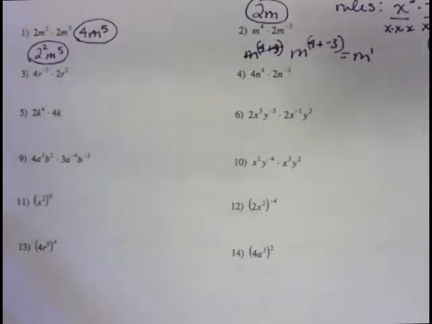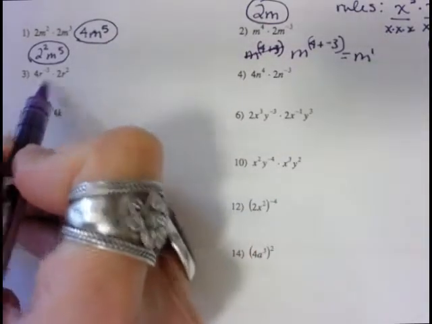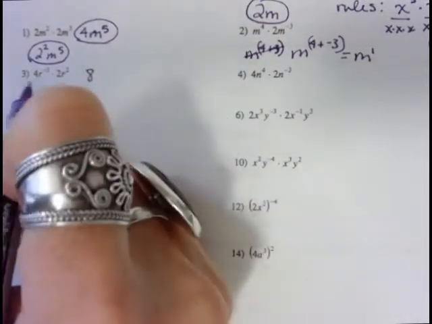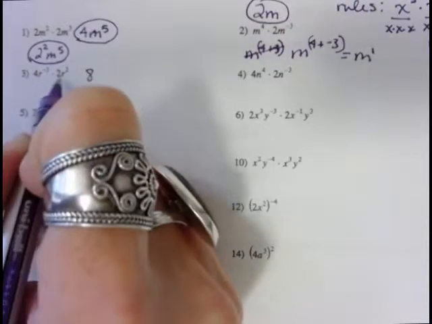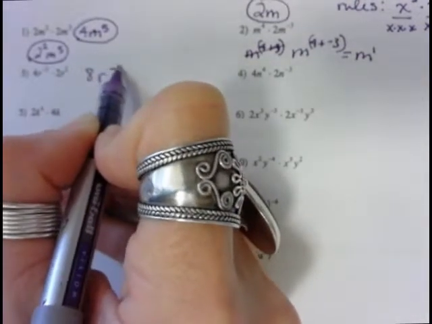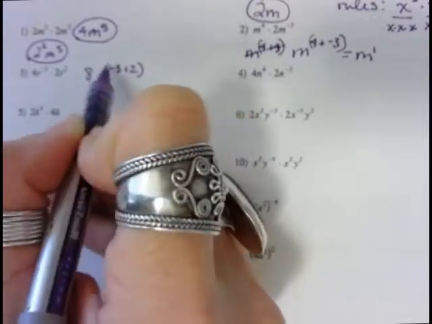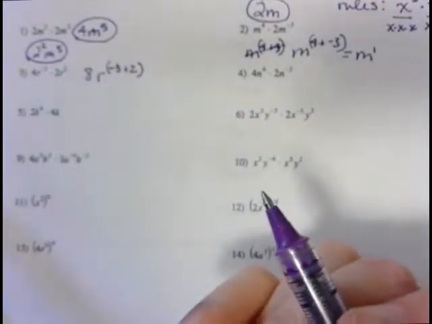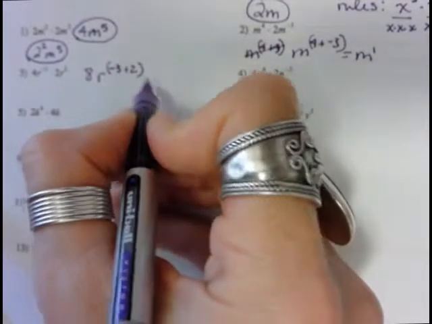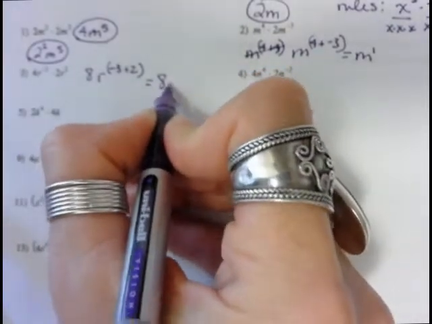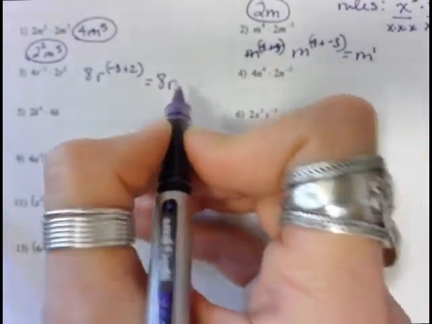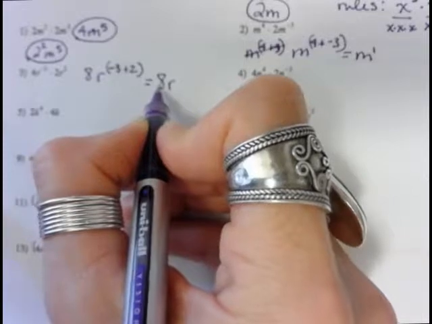Okay, here's video number 2 to go back through these answers. Alright, so 4 times 2 is 8. R to the negative 3 times r to the second. Remember, I can write negative 3 plus 2 because I know that I can add my exponents. So my final answer, not my final answer, but one of my answers is going to be 8r to the negative 1.